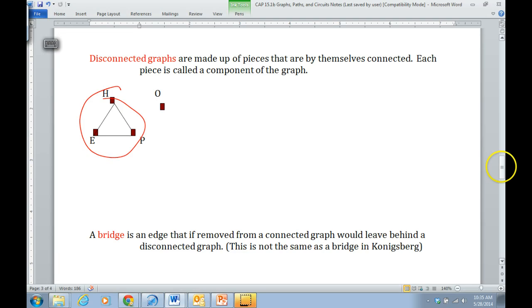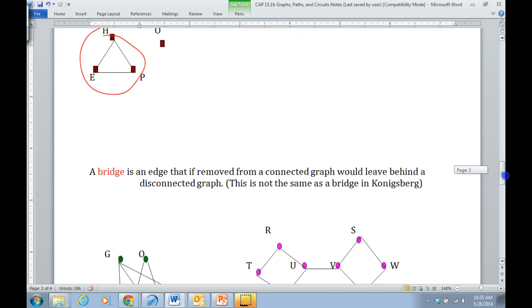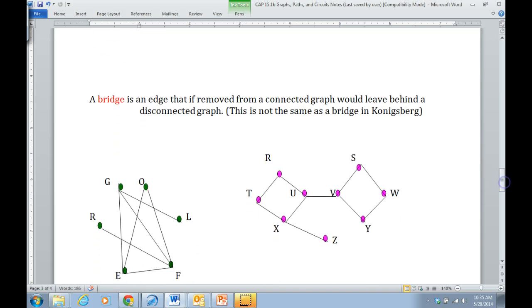A bridge is an edge that, if removed from a connected graph, would leave behind a disconnected graph. So yeah, if I took off this right here, then I'd have two components, right? They're not connected anymore. What's another one that I could have removed to make it disconnected? X and Z, exactly. So Z would have been a vertex sitting out there floating by itself. So it would not have been connected anymore.